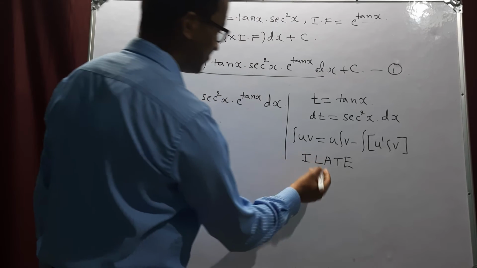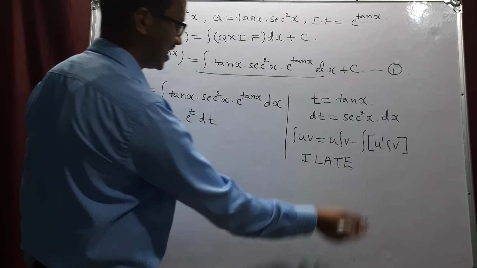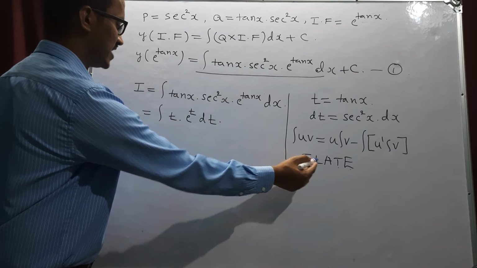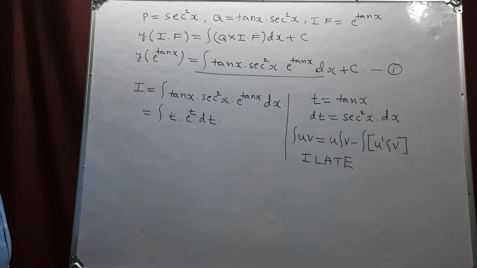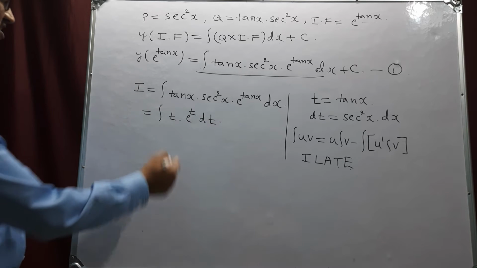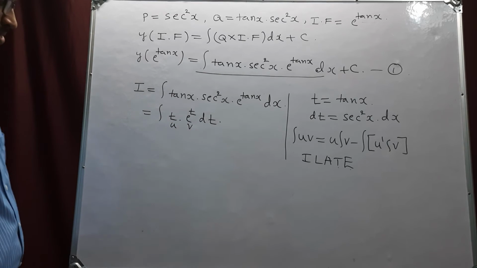That is inverse, logarithmic, algebraic, trigonometric as well as exponential function. In this order we have to take the first function. So t is the algebraic function. So we take it as u and e power t as v.